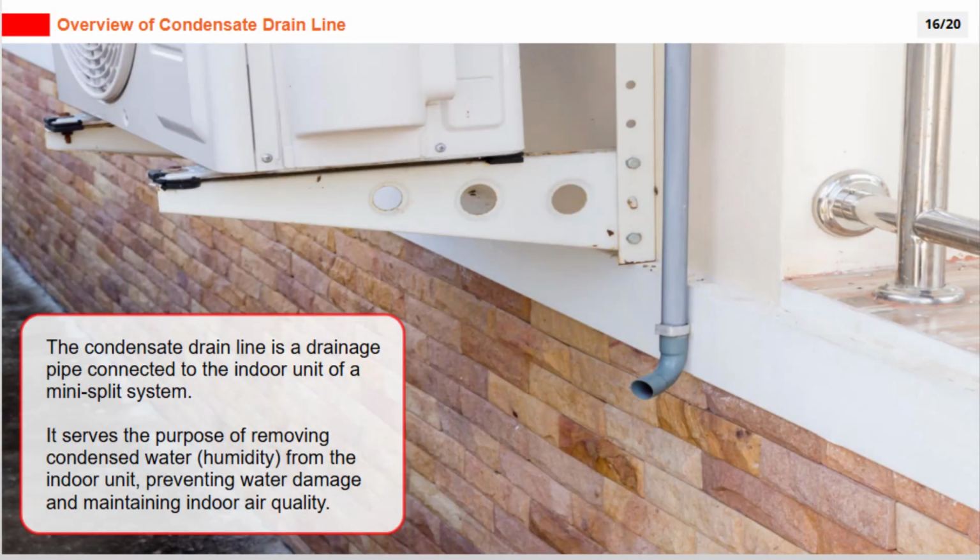The condensate drain line is a drainage pipe connected to the indoor unit of a mini-split system. It serves the purpose of removing condensed water, humidity, from the indoor unit, preventing water damage and maintaining indoor air quality.